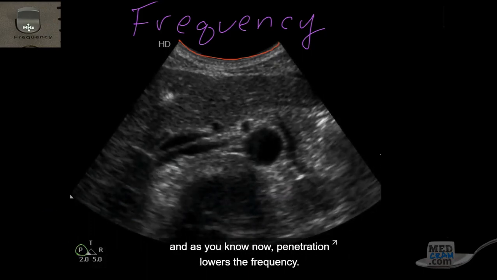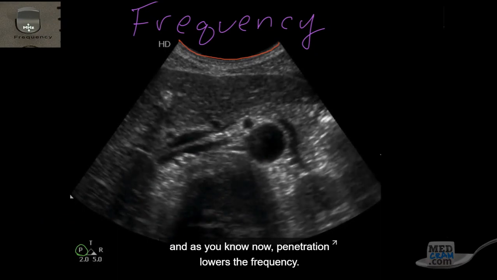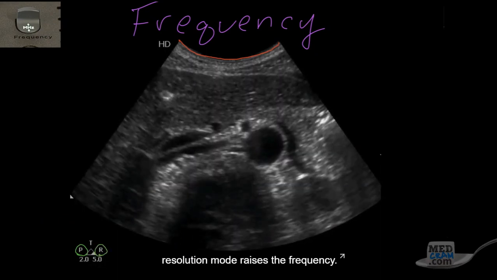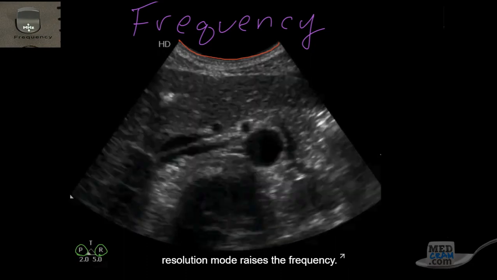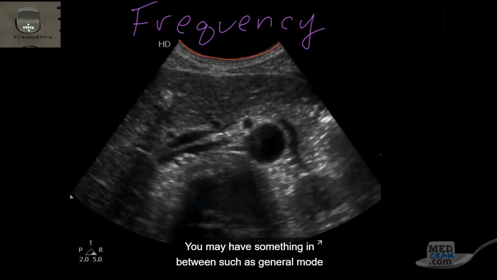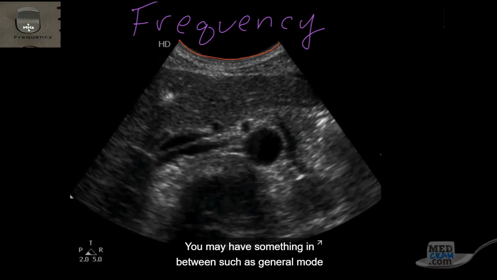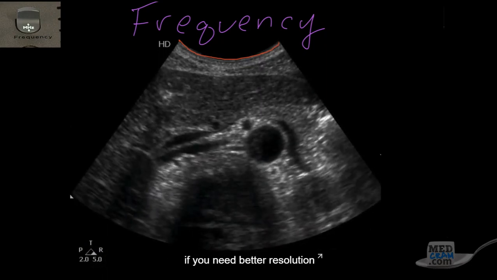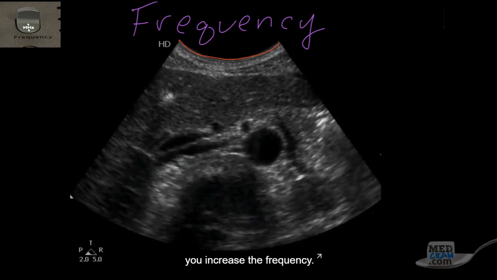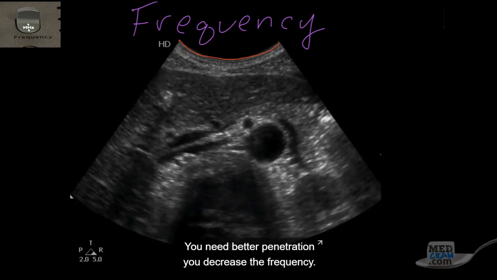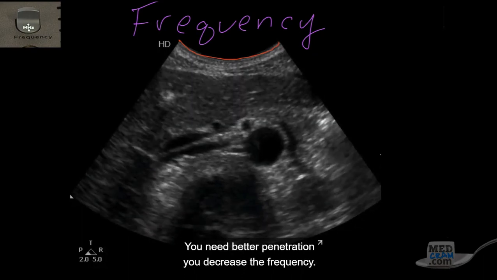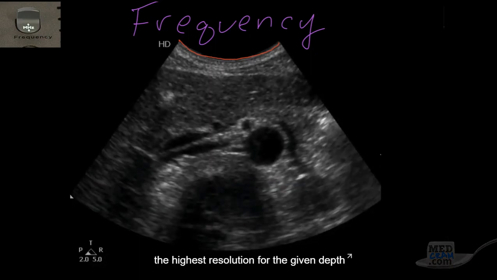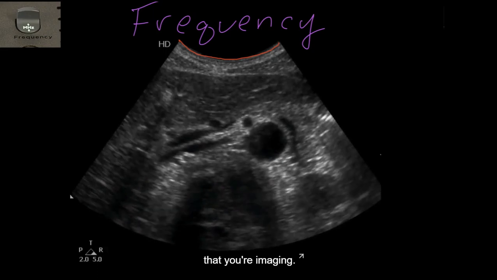And as you know now, penetration lowers the frequency. Or R for resolution. And as you know now, resolution mode raises the frequency. You may have something in between, such as general mode. And the frequency button mainly is if you need better resolution, you increase the frequency. You need better penetration, you decrease the frequency. And obviously you're trying to get the highest resolution for the given depth that you're imaging.